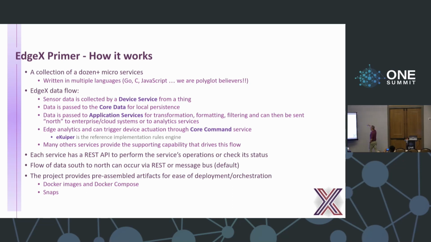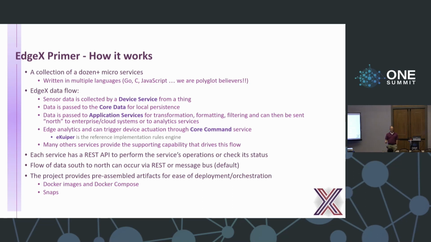Data flow, again, is device services into what we call our core services for things like local persistence, into application services where all the transformation and the formatting and what have you occurs. And yes, we provide a reference implementation rules engine to show you an example of how to make some decisions at the edge, but it is just that, a reference implementation. Do whatever you like there at the edge, and we can help to provide for getting that data to your smarts, to your IP at the edge. And then a lot of other services to provide for supporting capability. Each of the services has a REST API in place to allow you to communicate with it, understand its status, get metrics from it, you name it.